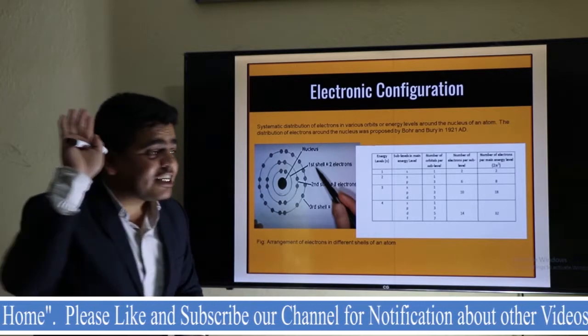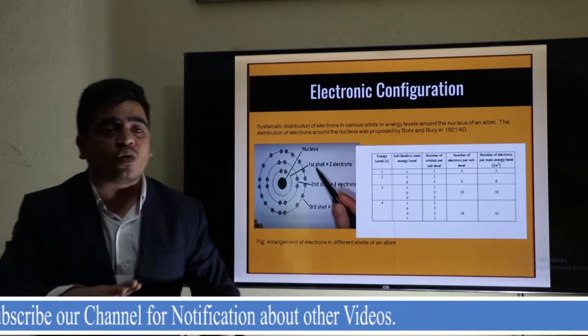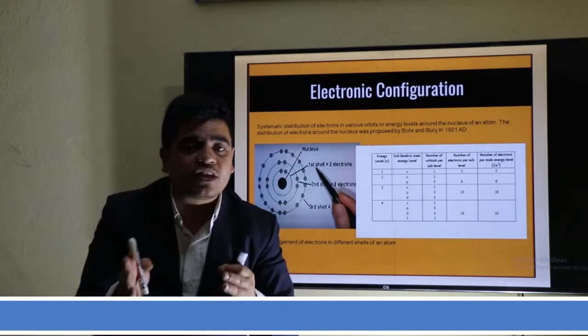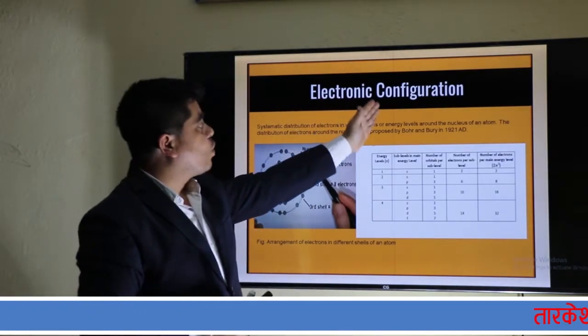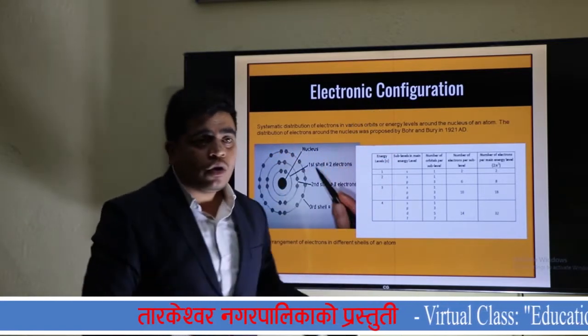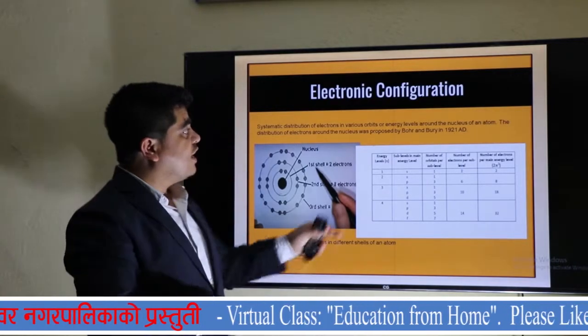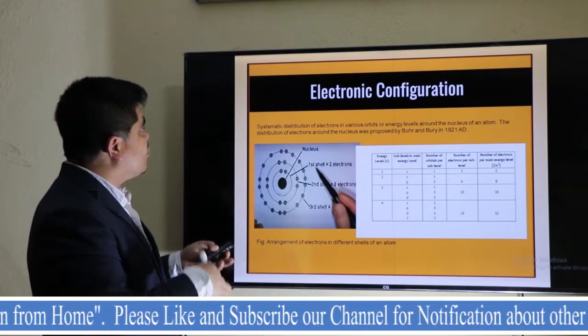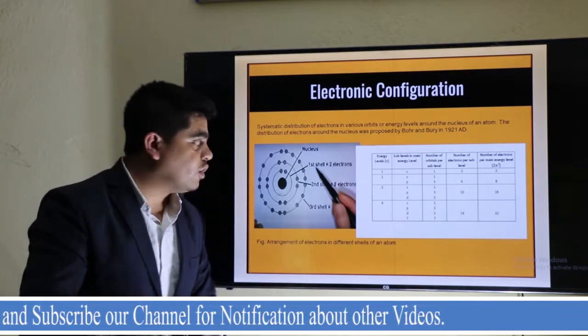So this is the systematic distribution of electrons in various orbits or the energy levels around the nucleus in an atom is called as the electronic configuration. यो electronic configuration पत्ता लगाएको बोर ब्यारीले हो, that has been propounded in 1921 AD. So these are basically the distribution of electrons around the nucleus.